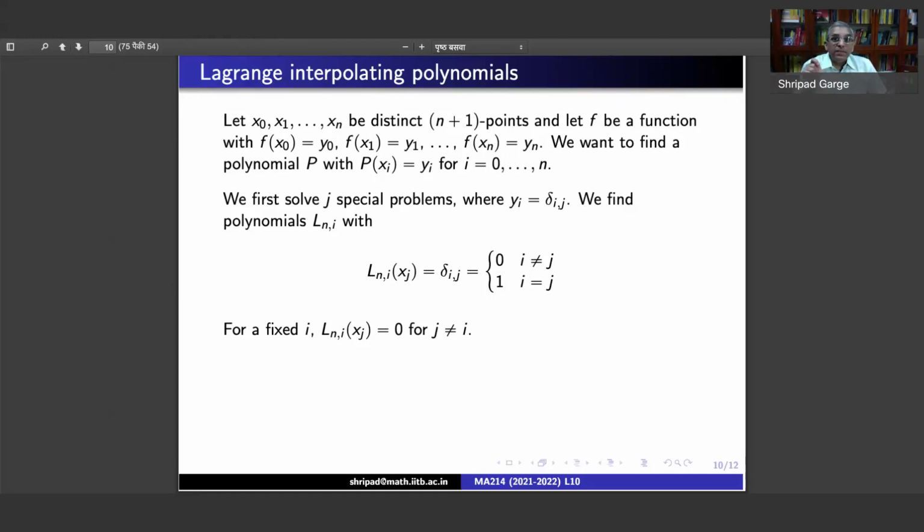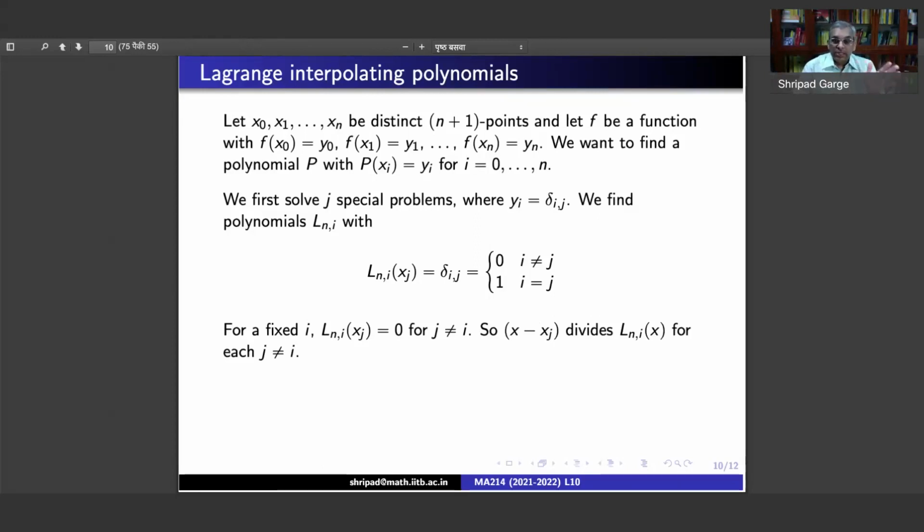And for polynomials, we have a very nice property that whenever a polynomial is 0 at a particular point, then x minus that point will have to divide the polynomial. This is the nice property of polynomials which can be proved using Taylor's theorem. Okay, so x minus xj will have to divide Lni for each j different from i.